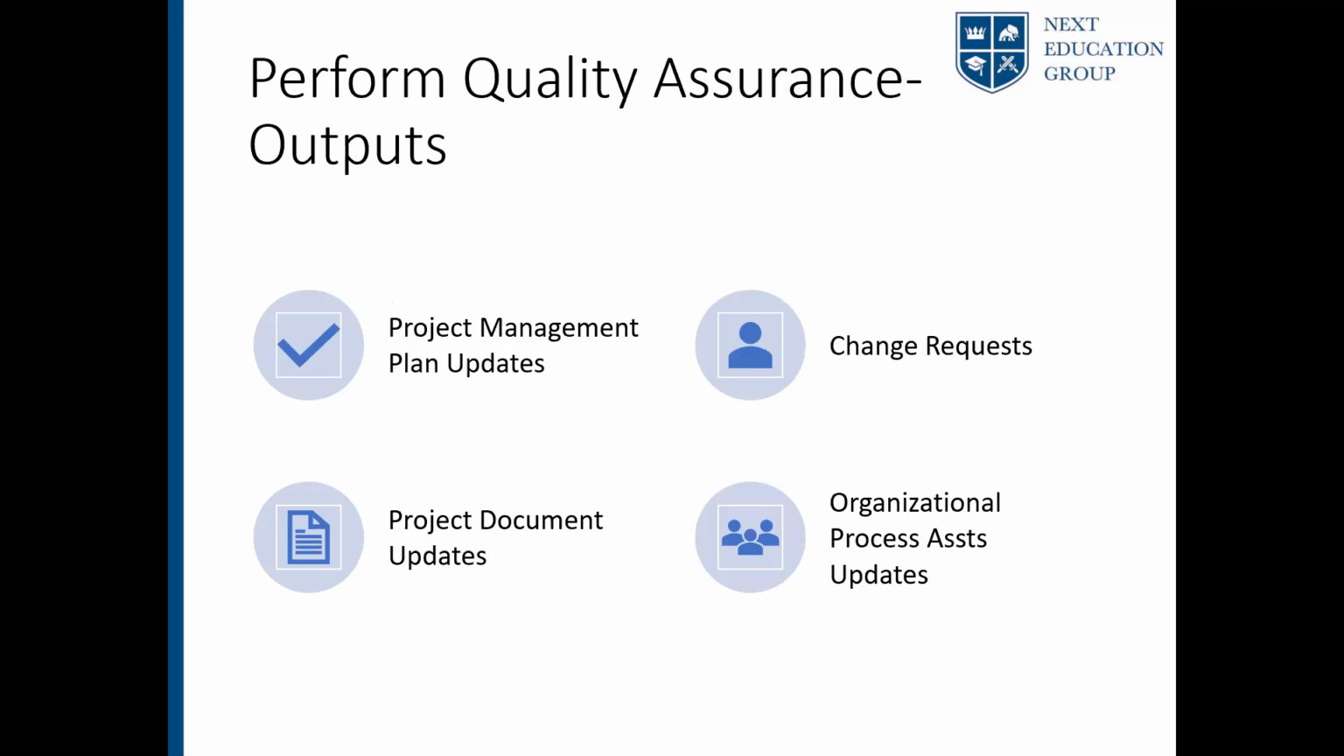What are the outputs of perform quality assurance? Project management plan updates. Your project management plan may get changed as an outcome of a quality audit. For example, when Dimitri's group is building their house, when they're doing the quality audit, the architect would come during the audit and say, okay, you built the wall in the wrong place. What would happen? They will have to bring down that wall and build the wall in the right location. What is the impact for the timeline? Timeline would get shifted. So project management plan will also be updated as part of a quality assurance audit.